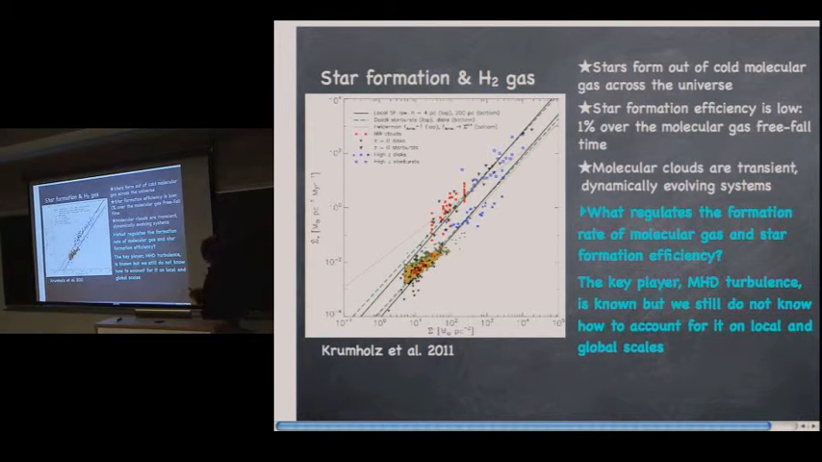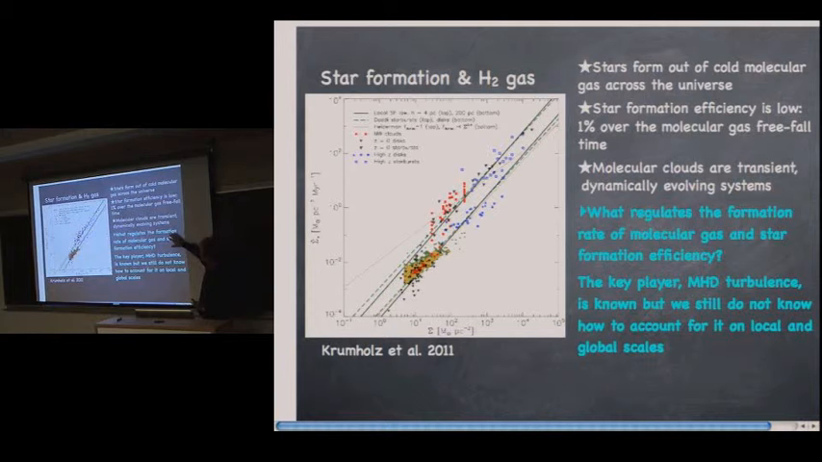And some key ideas are here. At the end, star formation is always inefficient. Some of the models would say that about 1% of the molecular gas is transformed into stars within a free-fall time. So it's a low star formation efficiency. The molecular clouds are transient, dynamically evolving systems, so the gas which is not turning into stars will be dispersed before you can form new stars. So you have to keep forming molecular clouds to actually maintain star formation.